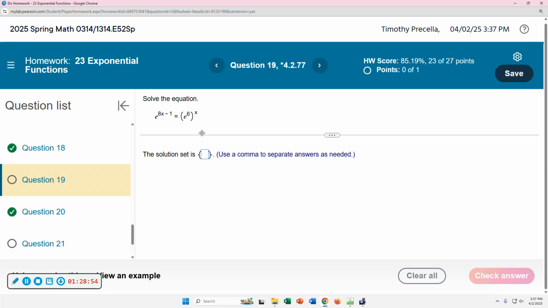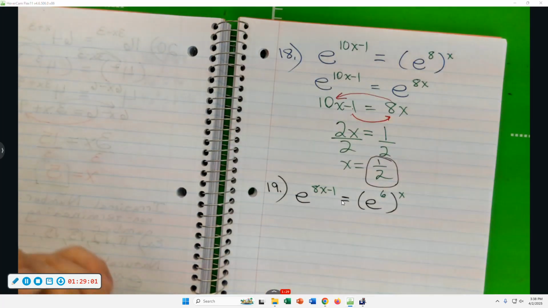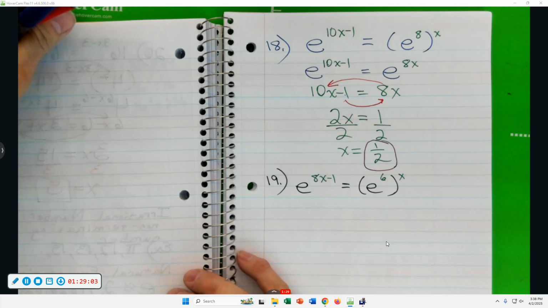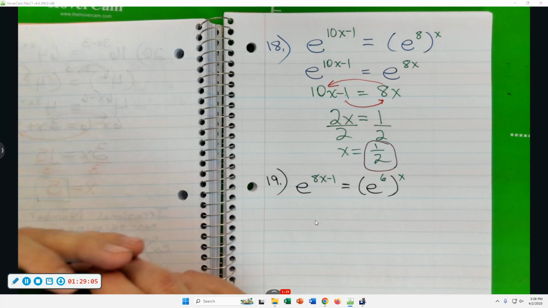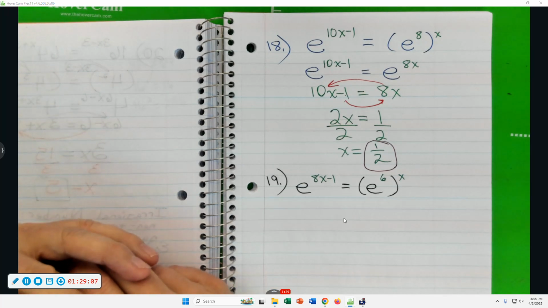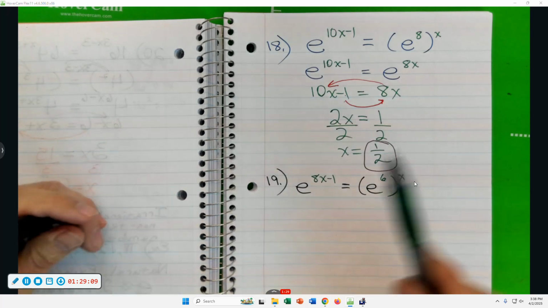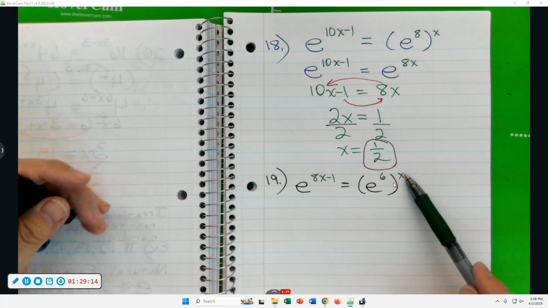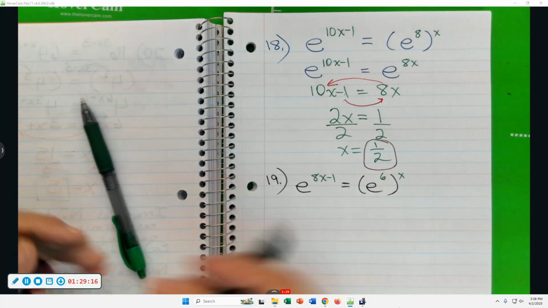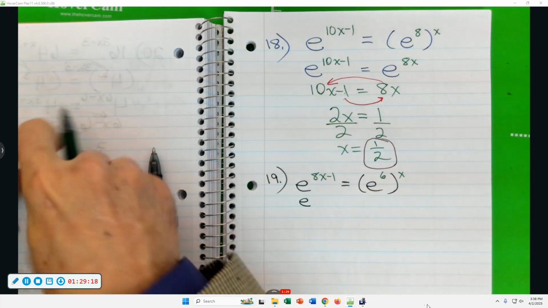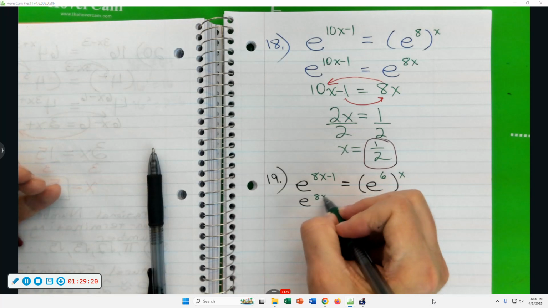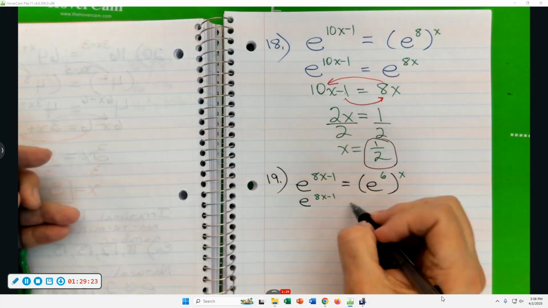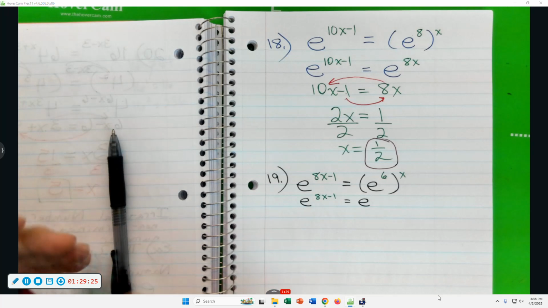Is this one similar to the one we just did? Okay. I think this is pretty similar. Could y'all talk me through it? Tell me what I'm going to do first. The 8 up here, we did the 8 times x. Here's the 6 times x. So we have e to the 8x minus 1 is equal to e to the 6x.